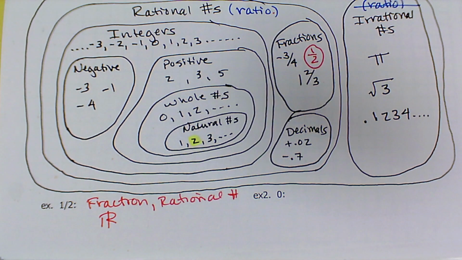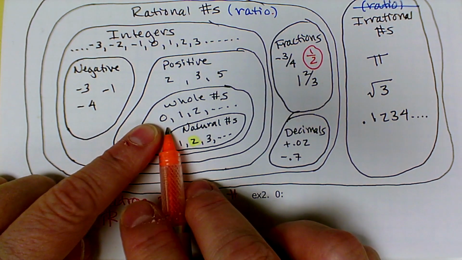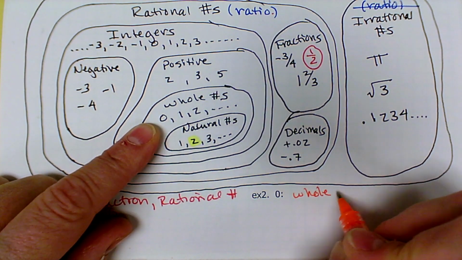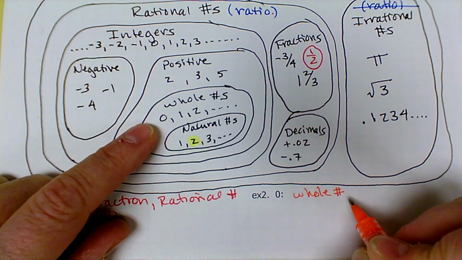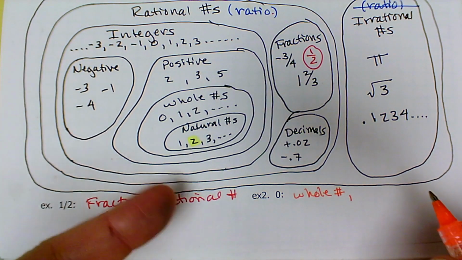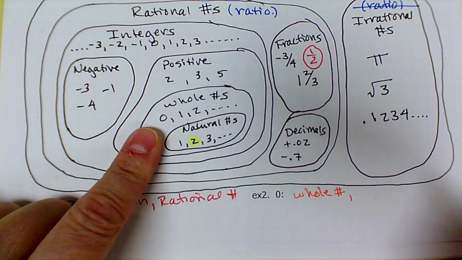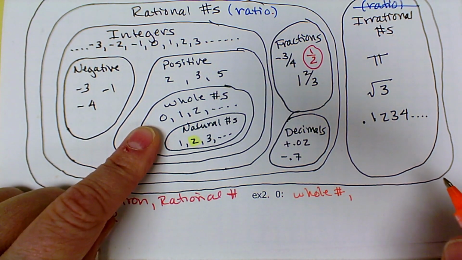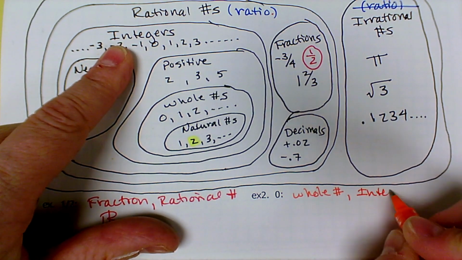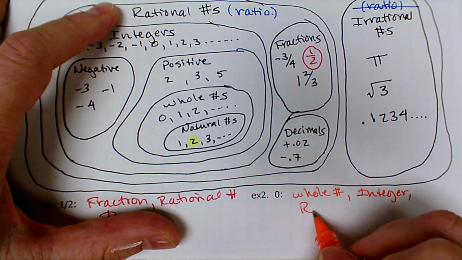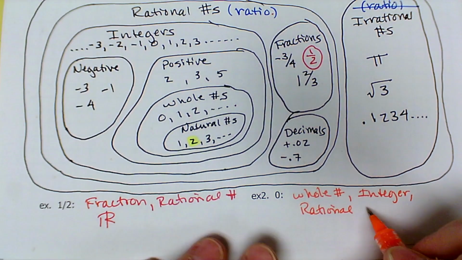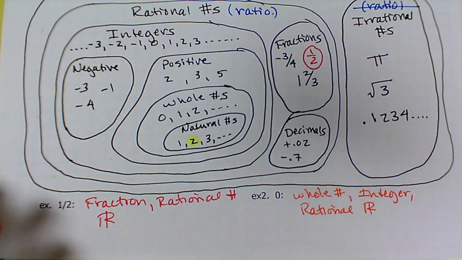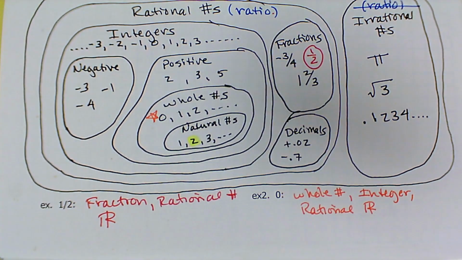All right, let's try the 0. So here's our 0. So 0 is a whole number. Now, this one's hard because 0 doesn't actually have a sign, but it's difficult to show that with this chart. 0 doesn't have a sign. 0 is not positive or negative. It's just 0. But it is an integer. It is rational. And it is real. So 0 is kind of special. All right, any questions?